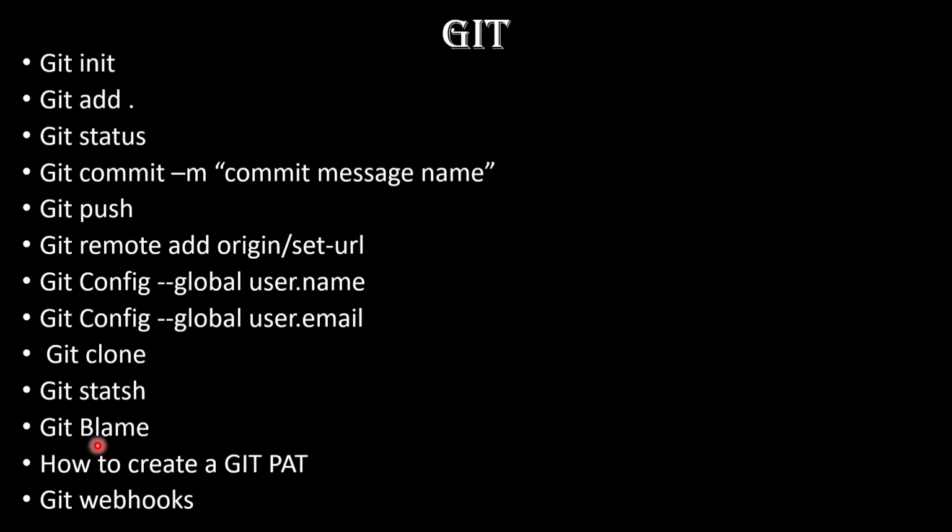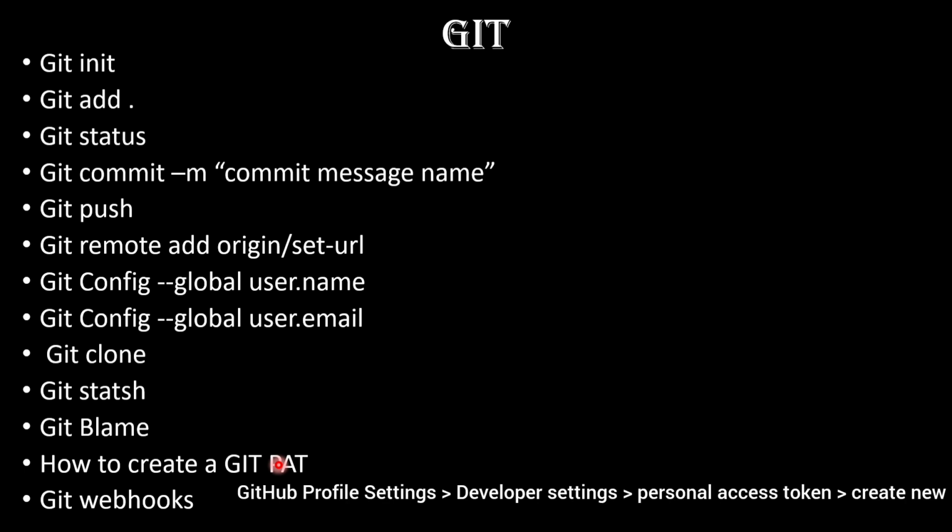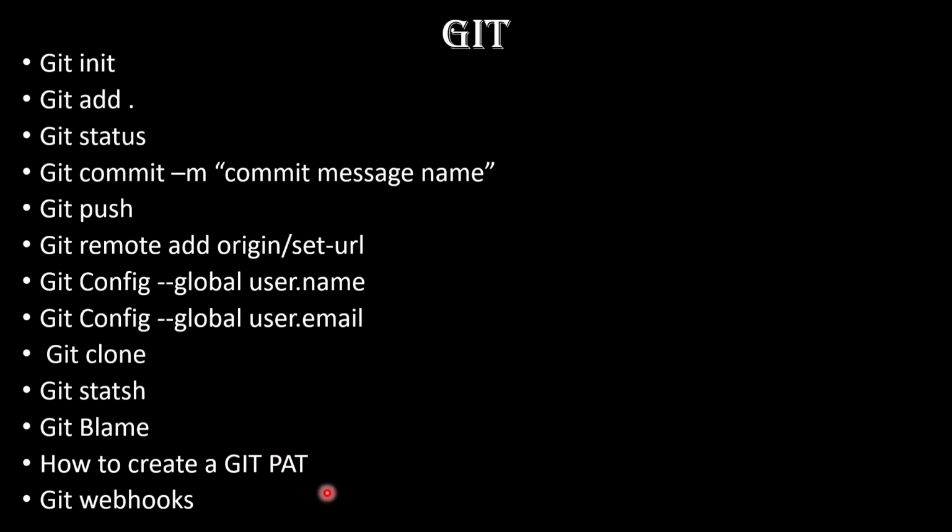And git PAT indicates your personal access token, which will be used for CI/CD purposes, maybe to access your repo and download your code. Git webhooks are triggered on a particular action, like when you push or make some changes to your repo. This will be triggered automatically and your CI jobs will run. Using git webhooks we can do this process.